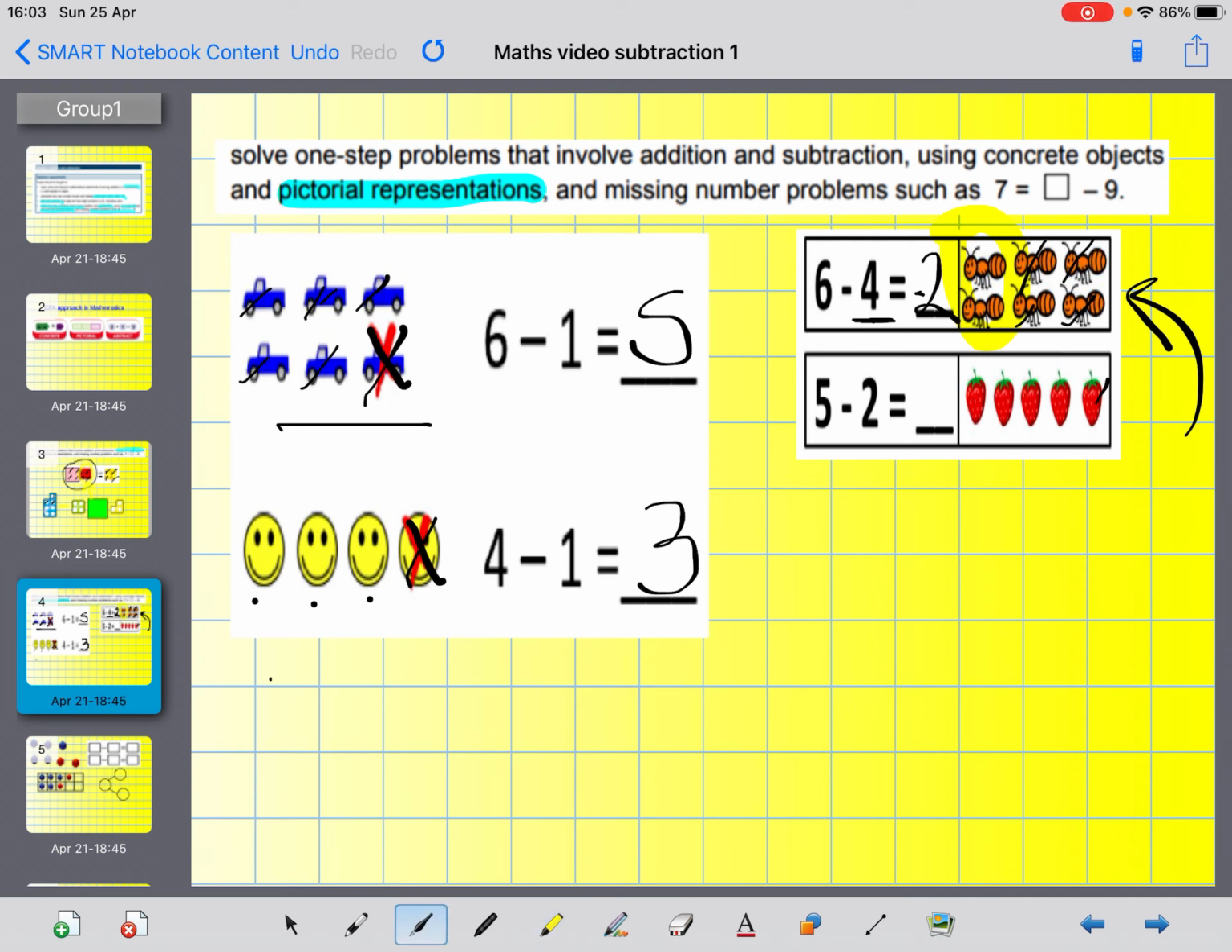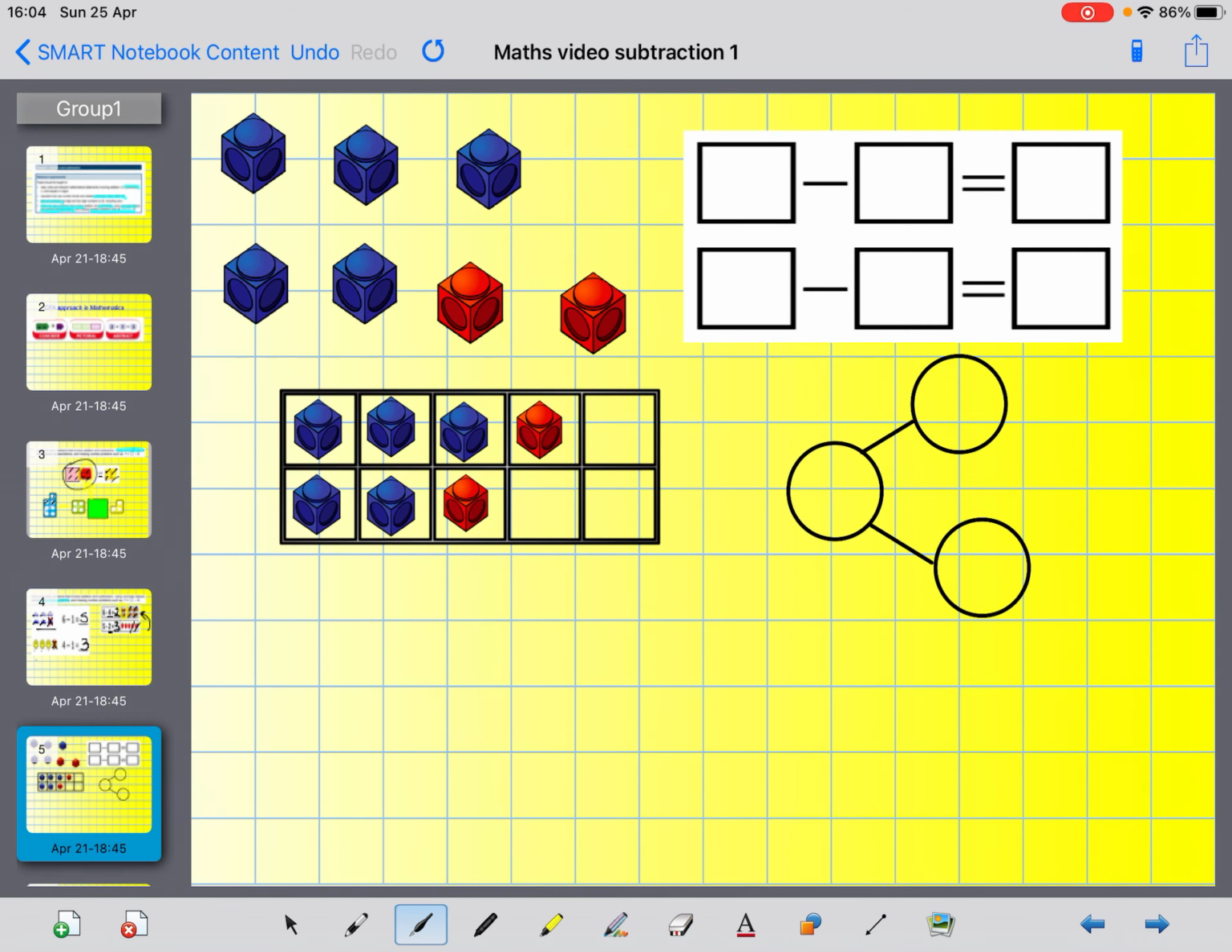The answer is 2. I've got strawberries. I can't move them away, because that's not my concrete method, that's my pictorial representation, so I can cross them out. How many do I need to cross out? 2, because the question asked me 5, take away 2. There are 5 strawberries, we take away 2, and I can see on the picture there's still 3 left over. Okay, let's have a look at this one.